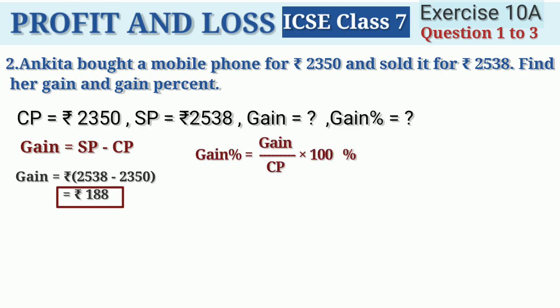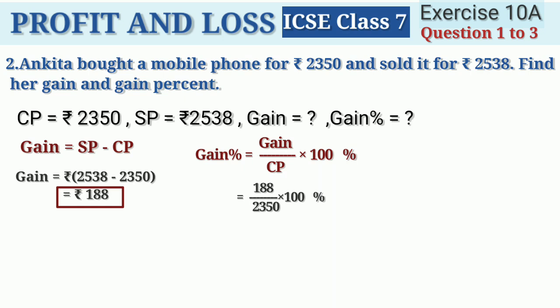Now let us find gain percent using the formula gain upon CP into 100. Gain we have calculated just now, it is rupees 188. CP is given, 2350. Substitute these in the gain percent formula. We have 188 by 2350 into 100.